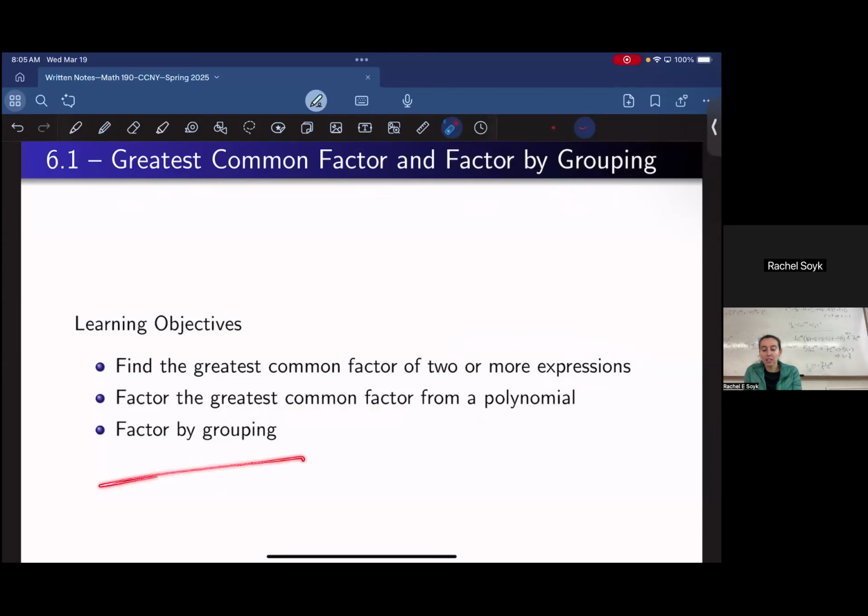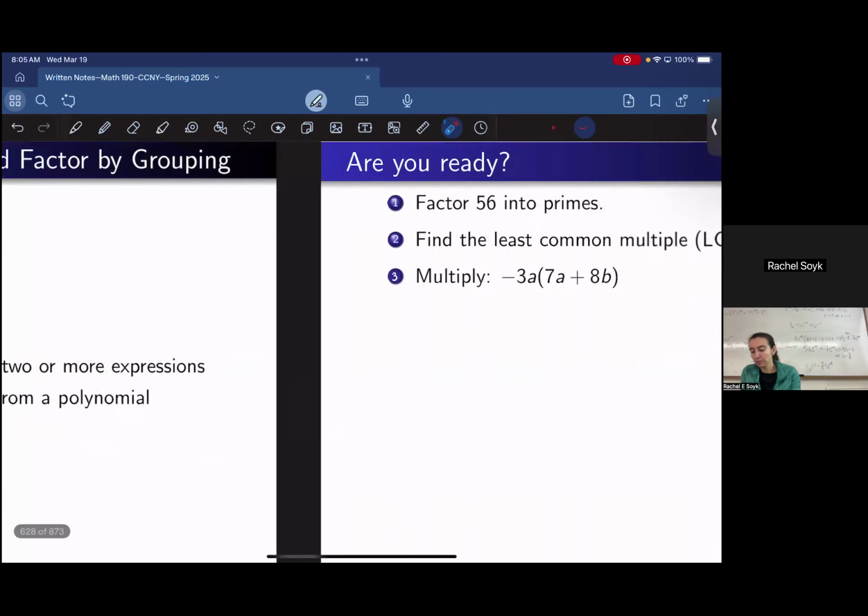And then the last thing is really learning how to factor by grouping, which is a method that will pop up a lot on either quizzes or assessments in this class, as well as in pre-calculus and calculus. You have to take those classes later on.